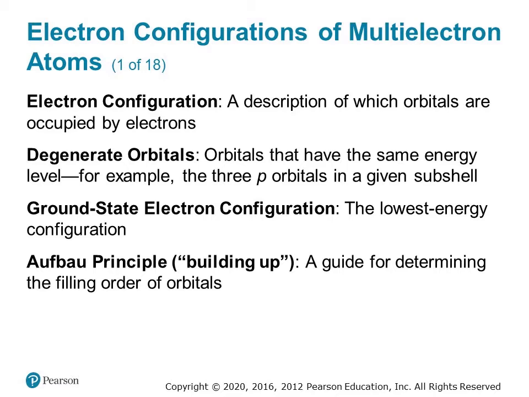Any orbitals that are degenerate are those with equal energies. So for instance, the 2px, 2py, and 2pz orbitals are degenerate orbitals. The electron configurations we will be discussing are what are known as ground state electron configurations, which simply means that they are the lowest energy configurations of electrons possible for a given atom. The rules to determine these configurations are known as the Aufbau principle, or the building up principle.